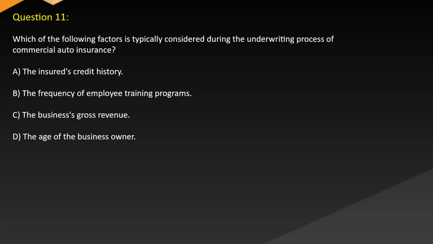Question 11. Which of the following factors is typically considered during the underwriting process of commercial auto insurance? A. The insured's credit history. B. The frequency of employee training programs. C. The business's gross revenue. D. The age of the business owner.